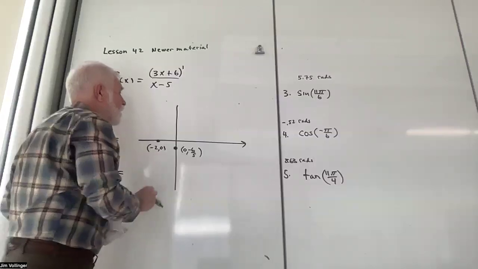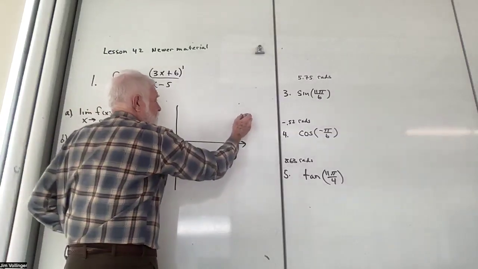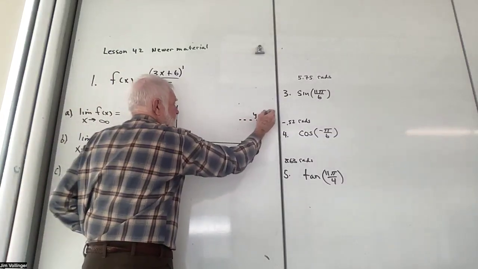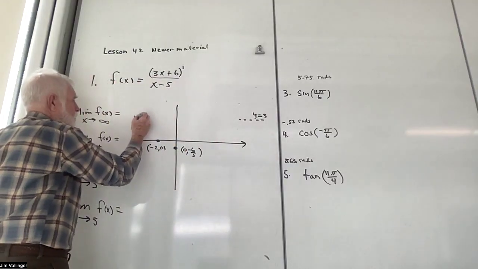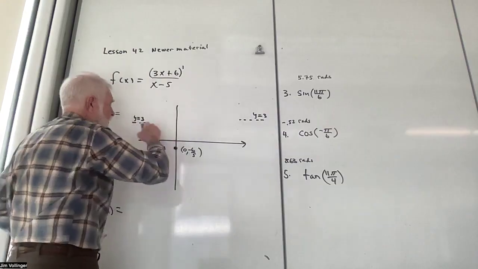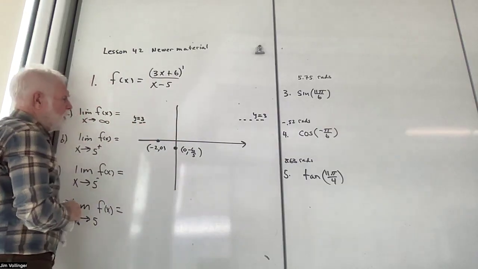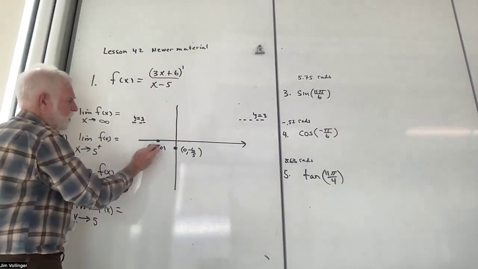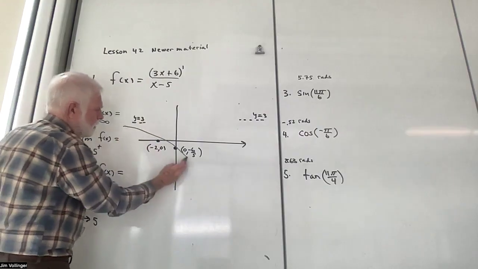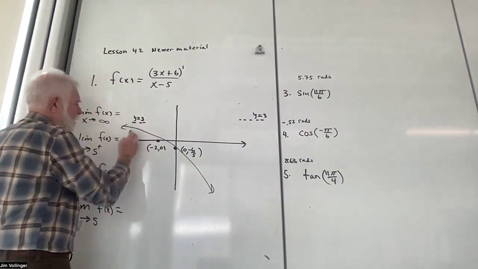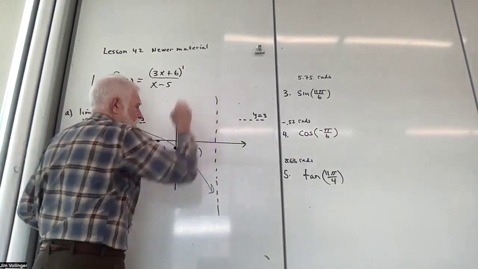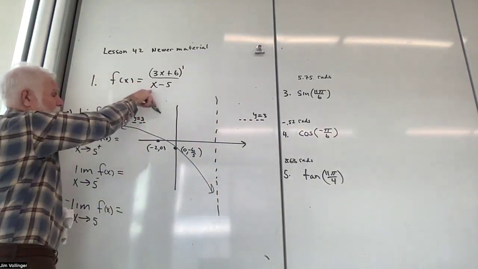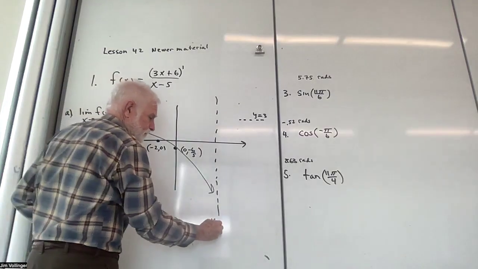So I can see the end behavior, y equals 3 on both sides. Because negative divided by a negative also gives me a positive. Well, I can begin to see what's going on here. Question is, what's this asymptotic behavior? I hope you say x equals 5.